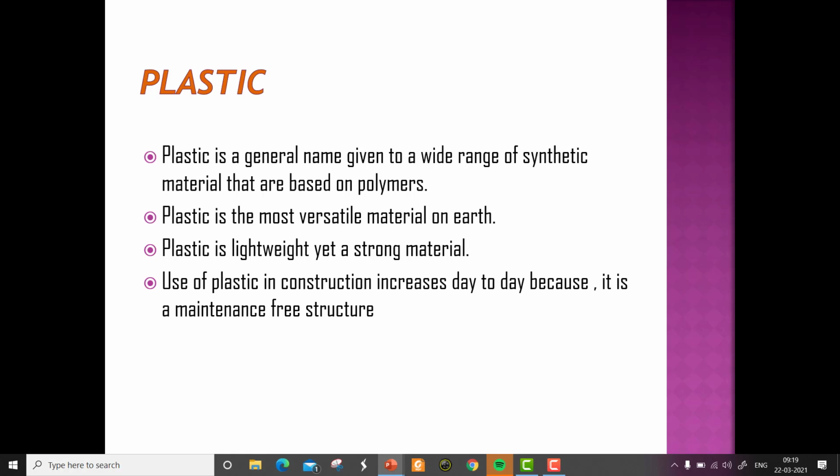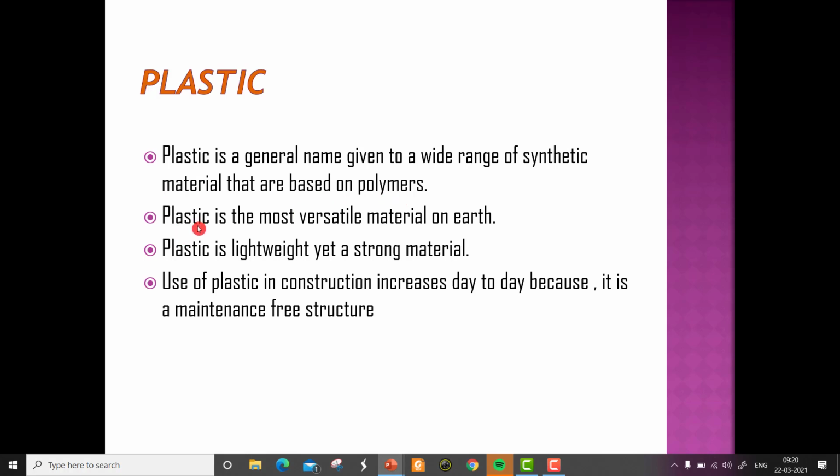Plastic, you all know what plastic is. Plastic, as a definition, is a general name given to a wide range of synthetic materials that are based on polymers. Once again, plastic is a general name given to numerous synthetic materials based on polymers.